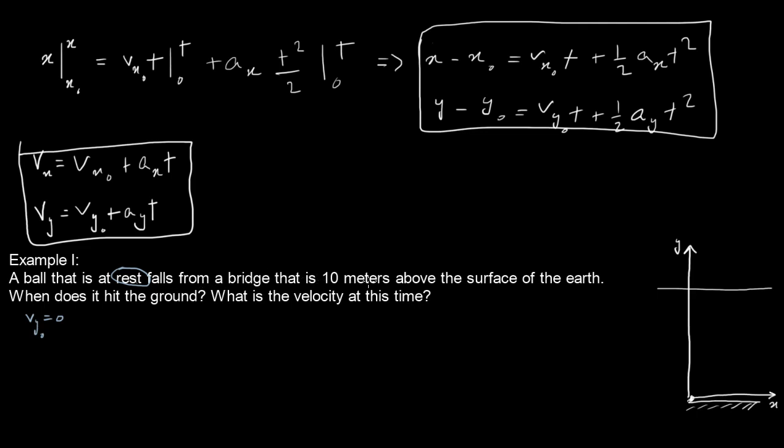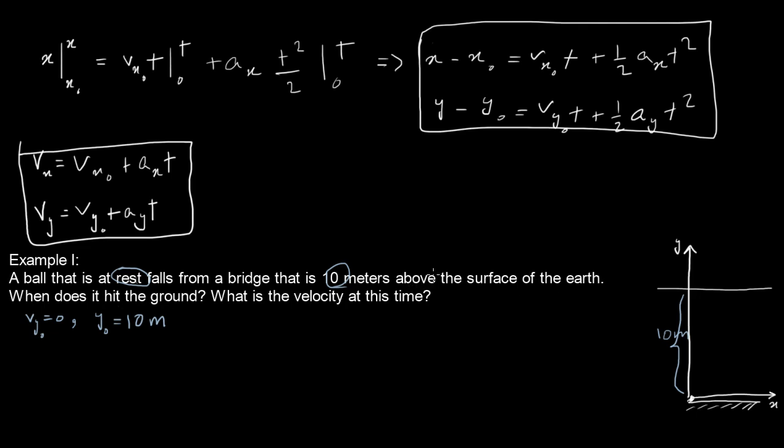From a bridge that is 10 meters above the surface, so that means this distance is 10 meters, or means that y naught is 10 meters. So basically y naught means the position of the object at time 0. So it is 10 meters above the ground, and my coordinate system is here. It's 10 meters this distance. So I have that as well.